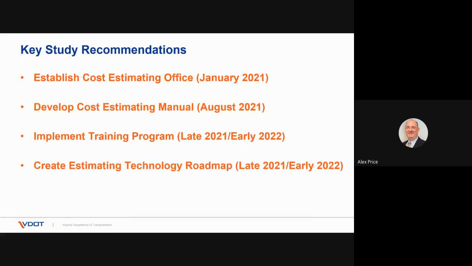Key recommendations from the study were presented to the Commonwealth Transportation Board in the fall of 2020. 2 of these recommendations have been implemented, with 2 still being developed. First, VDOT established a cost estimating office. This office opened in January of 2021.